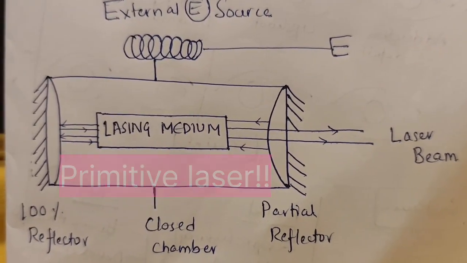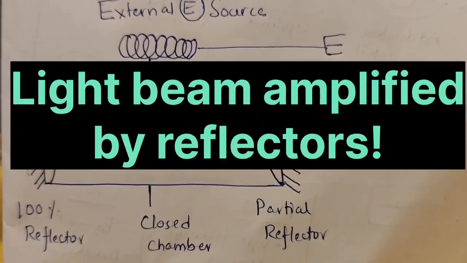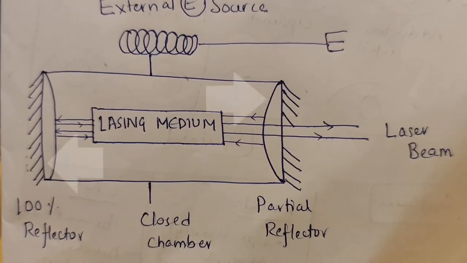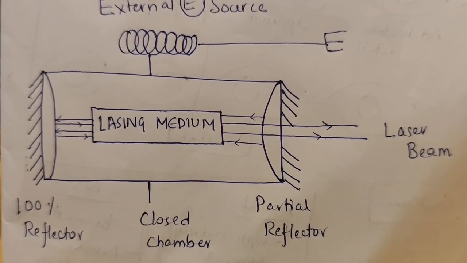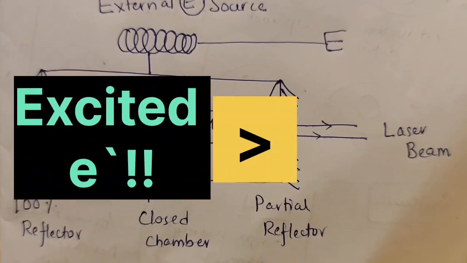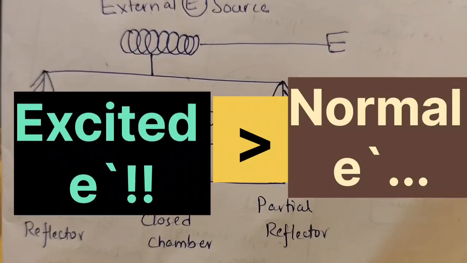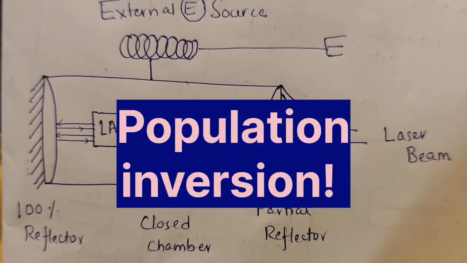After this, this particular beam has to be amplified. That is done by the reflectors present on two opposite sides. In order to get this stimulated emission of radiation, we need a situation where the number of excited electrons is more than the number of normal state electrons, and this situation is called population inversion.